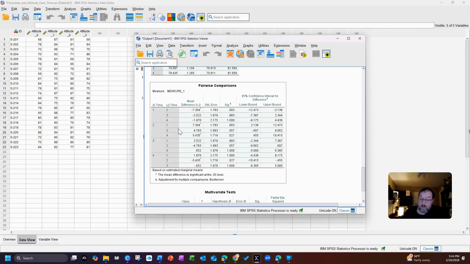Pretest versus 4 hours, right here. Mean difference of 1.87 points. P equaled 1.00, and that's not significant.